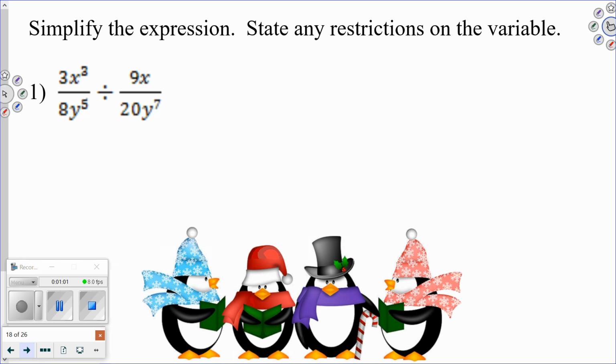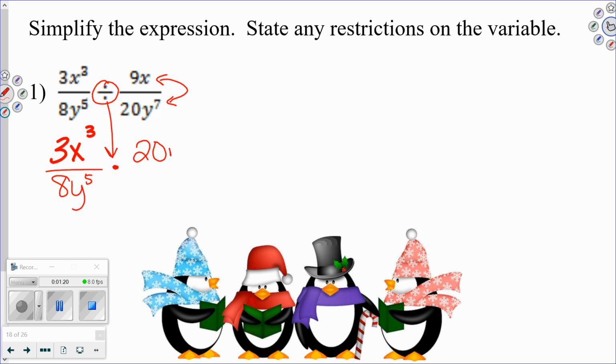So, very first one. That's a division problem. So we want to go ahead and change that to multiply, and we're going to flip the second one over. First one's going to stay the same. You change division to multiply, and the second fraction flips over. And then the rest of your steps, it's now a multiplication problem. So it's just like yesterday when we multiplied.